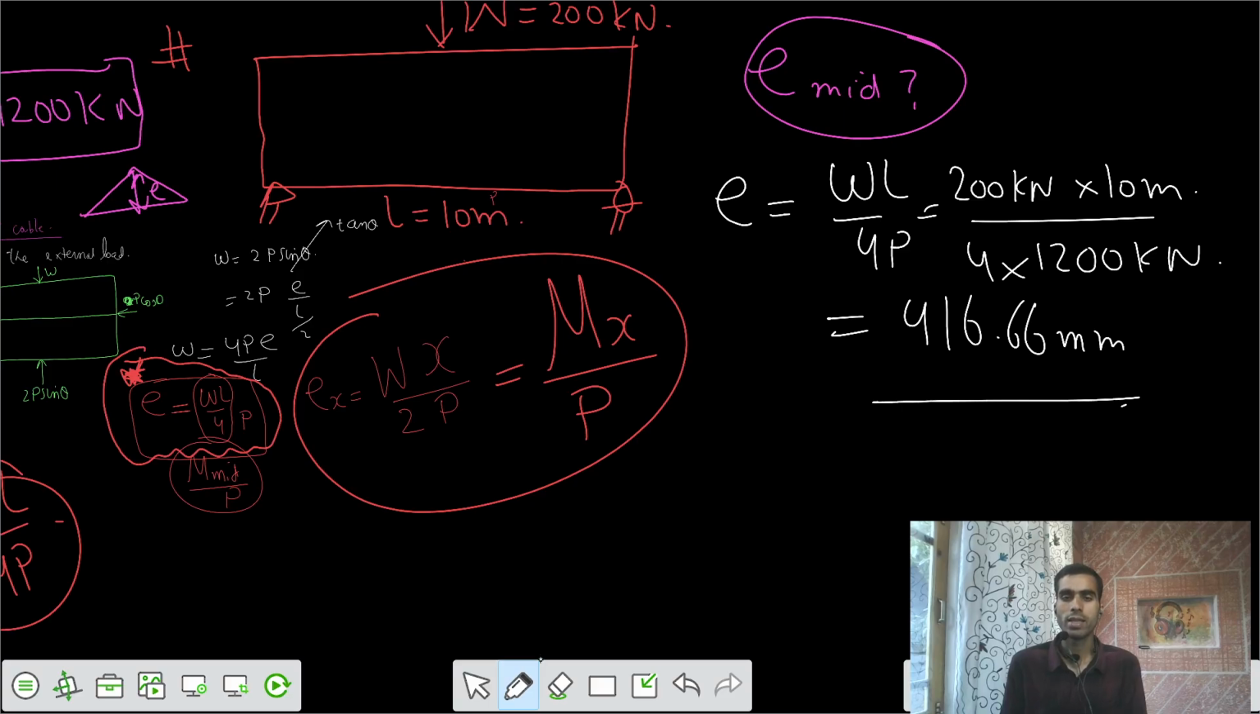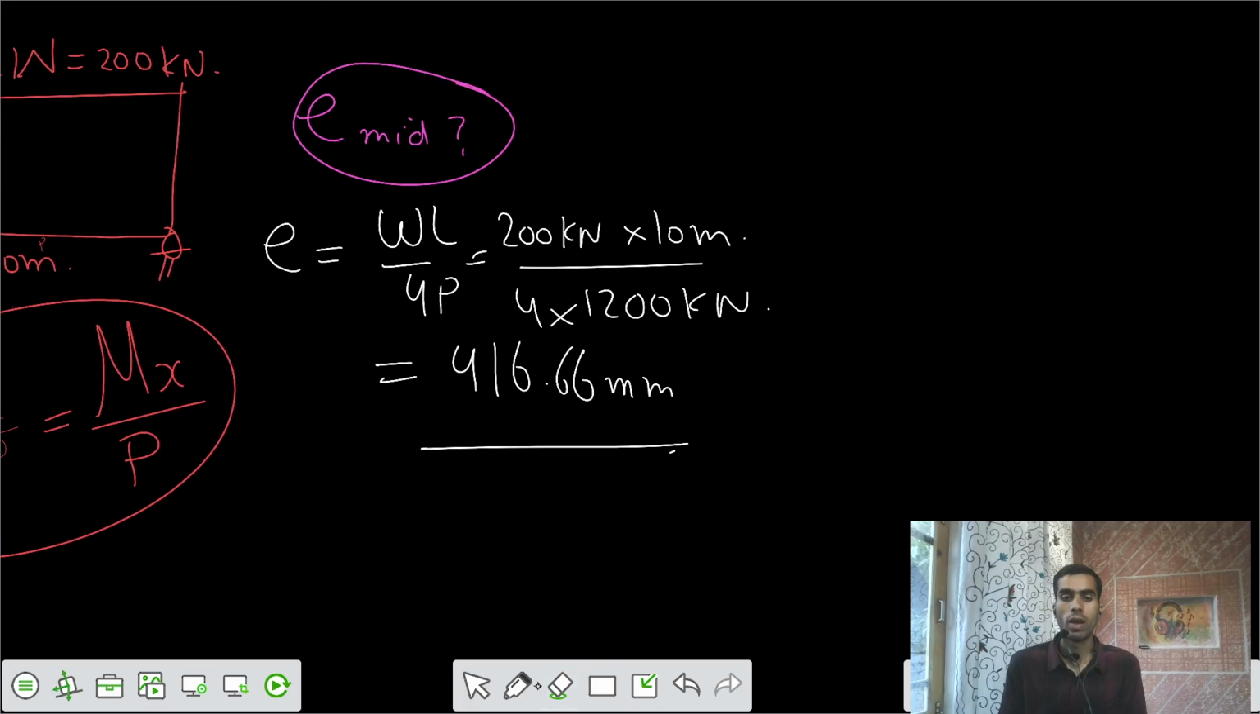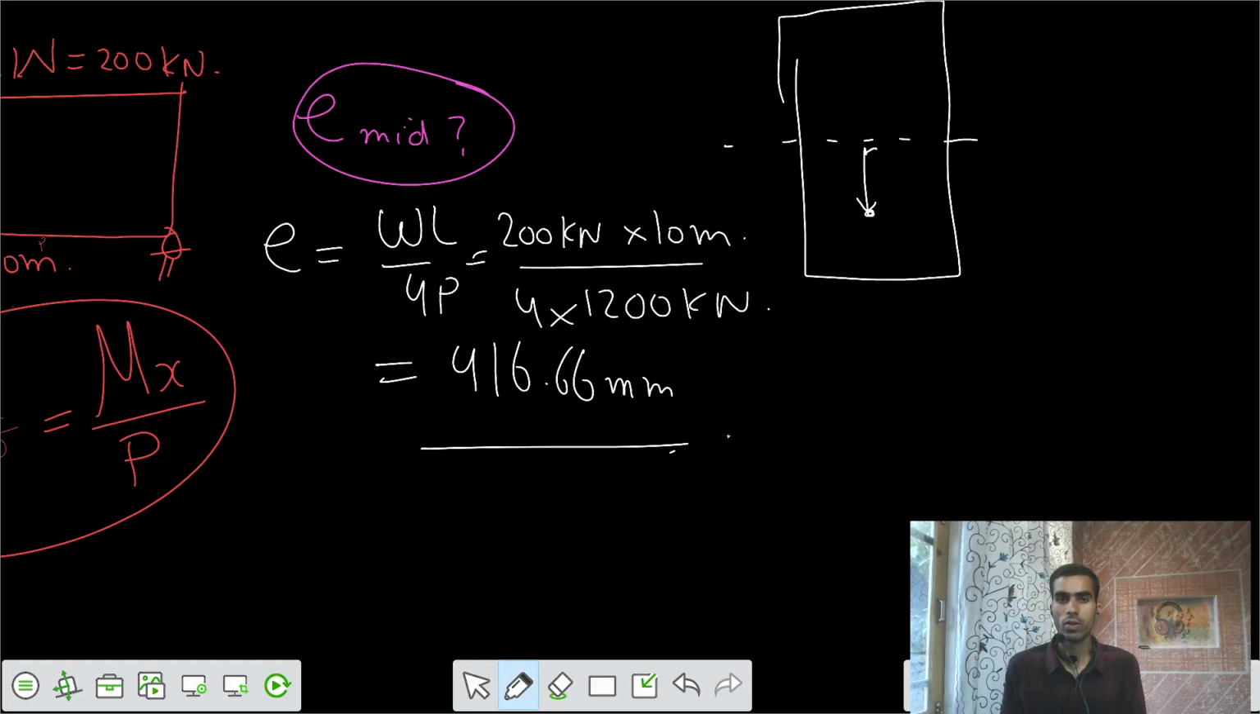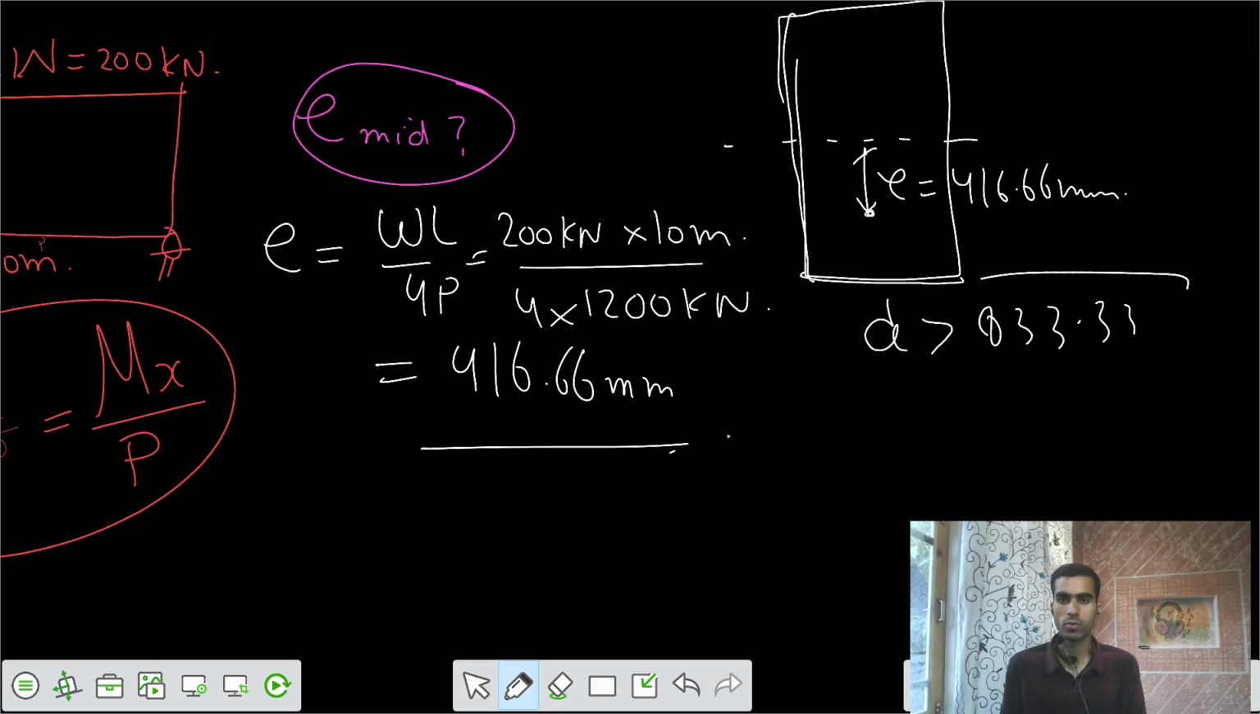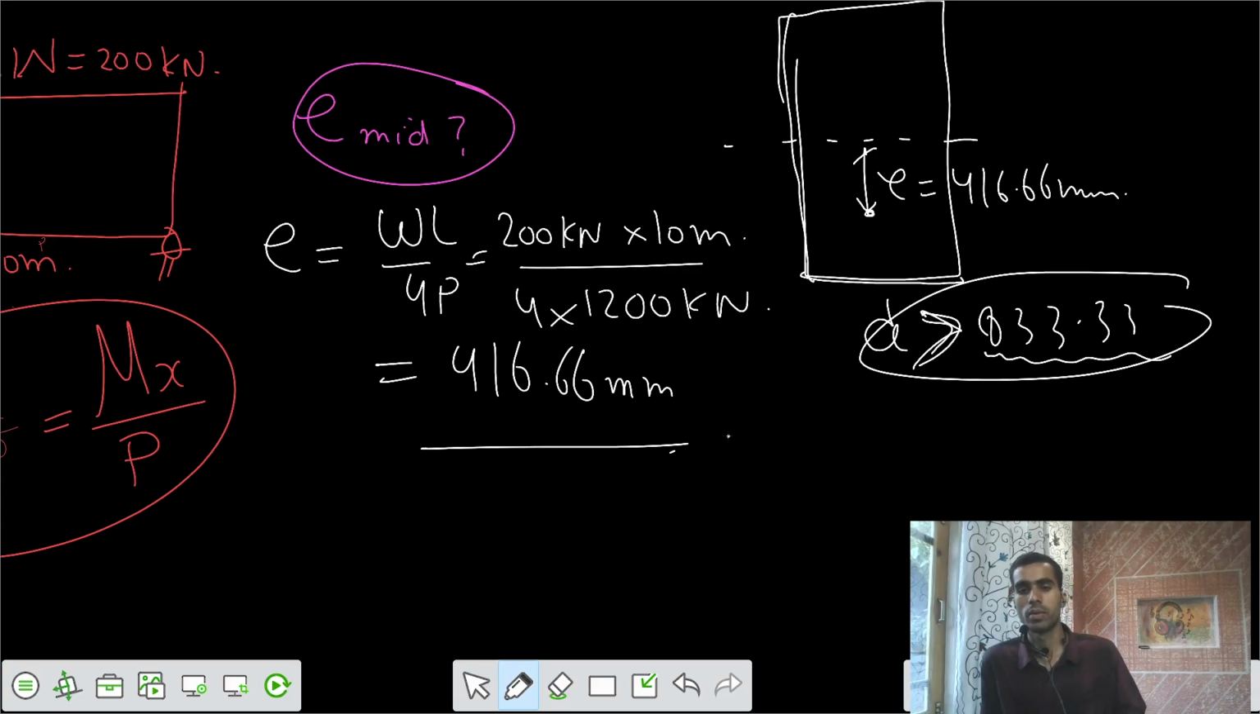So I should have a section such that it can accommodate some eccentricity of E equal to 416.66 millimeters. So I have to ensure that your section is more than 416 into 2. So your depth should be more than, I would say, 833.33 for this beam. Almost. It should be at least this value. Okay.